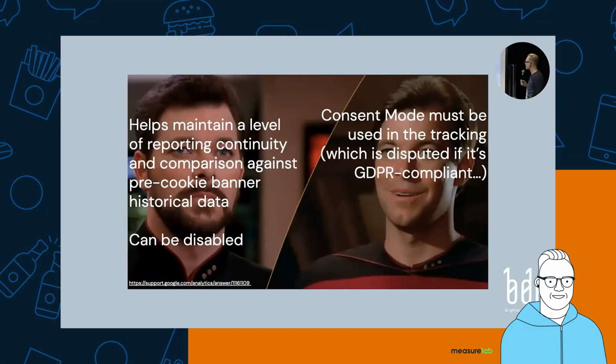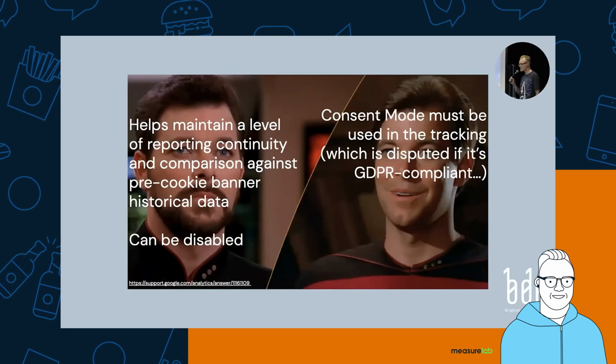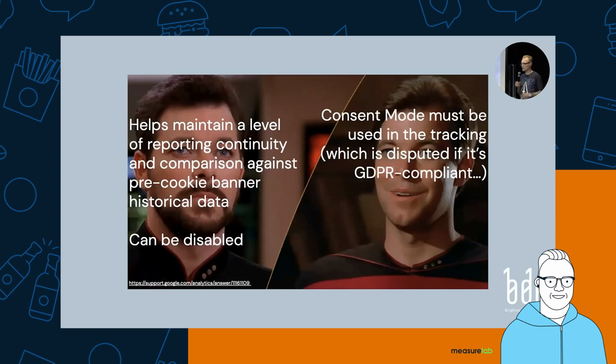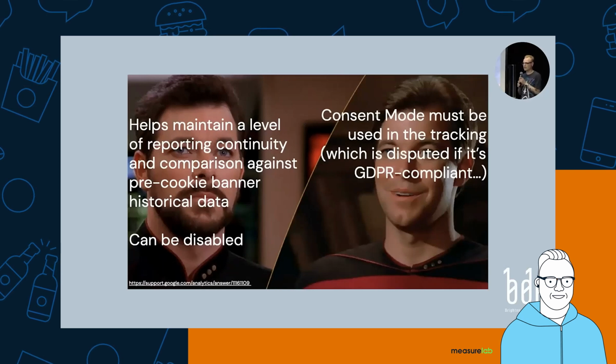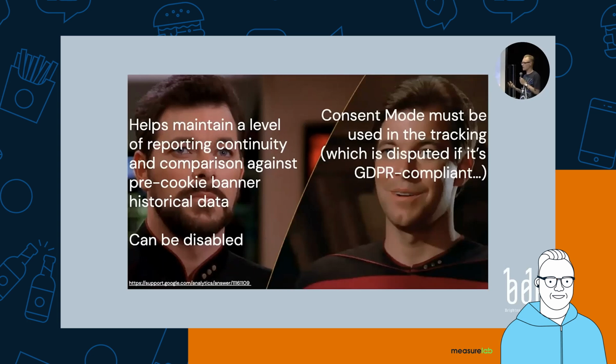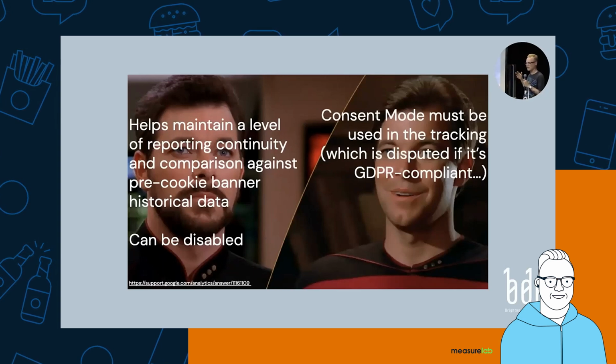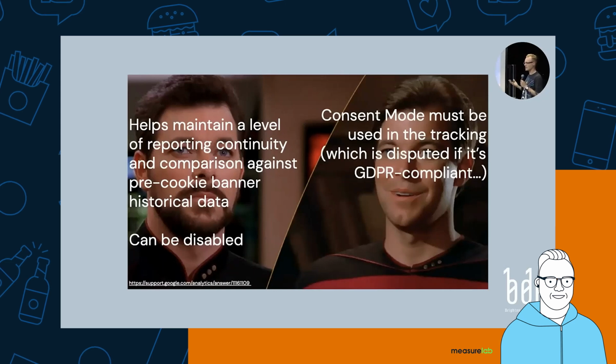However, consent mode must be used in the tracking. If you're using Google Tag Manager or the other Google products, it's baked into these things and you need to be looking at it. There is a question mark around the validity of consent mode from a GDPR perspective. How can you track if they haven't consented? Well, you can.